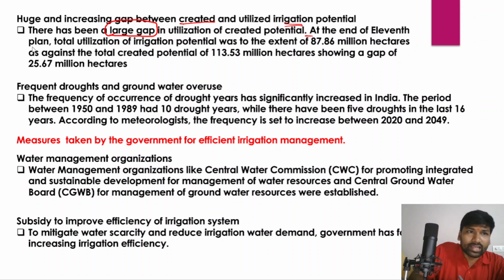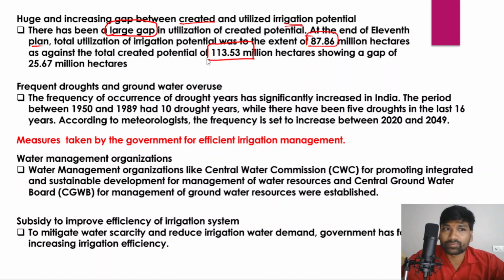Because if we talk about some data on the created irrigation potential by the end of the 11th 5-year plan, the utilized irrigation potential was 87.86 million hectares. It was against the total created potential of 113.53 million hectares. So there is a gap of 25.67 million hectares. So there's a huge gap which has been existing at this point of time.